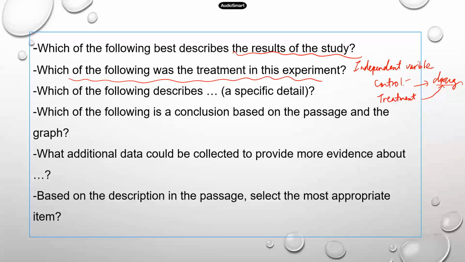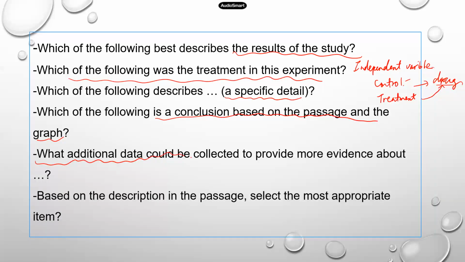All right, next one, which of the following describes, so it may ask you a specific detail from the study, from the text, or from the graph. Which of the following is a conclusion based on the passage and the graph? So you need to look at both the information from the passage and the information from the graph and come up with the conclusion.